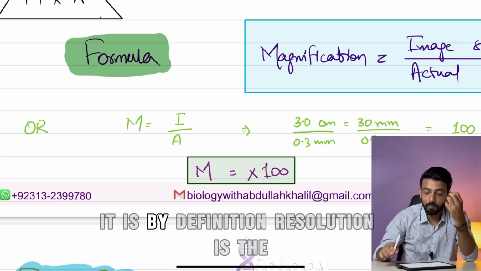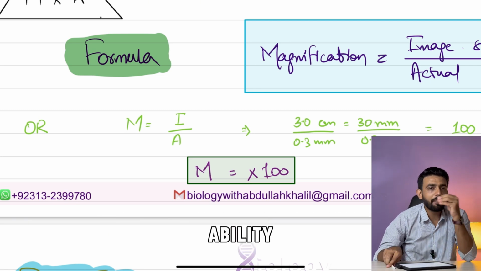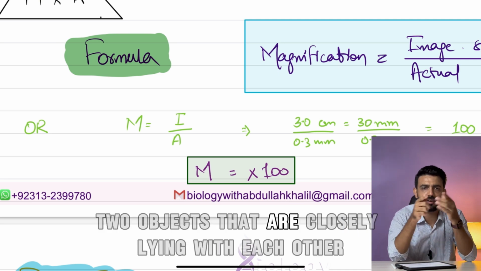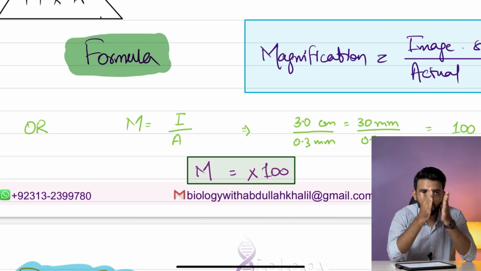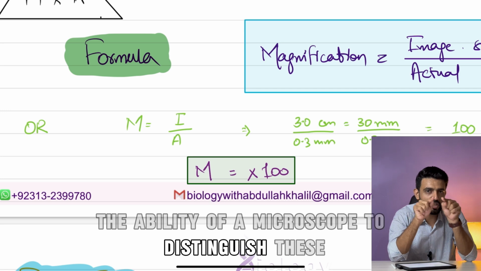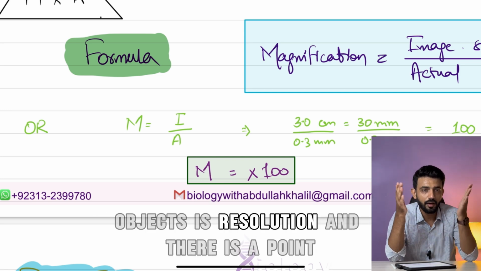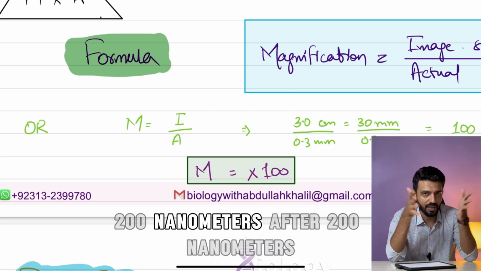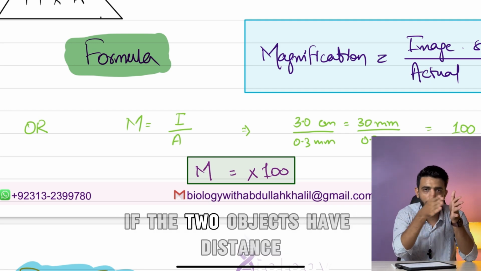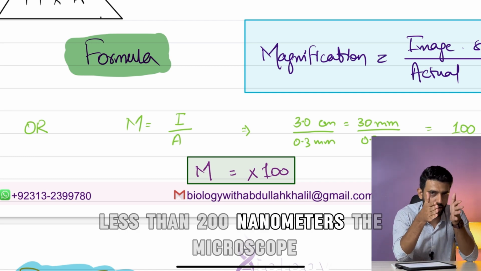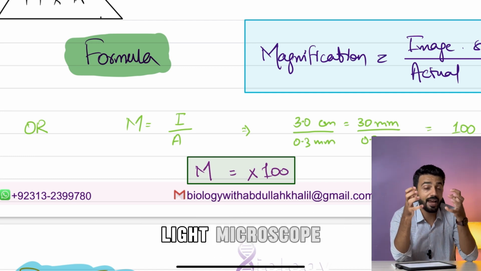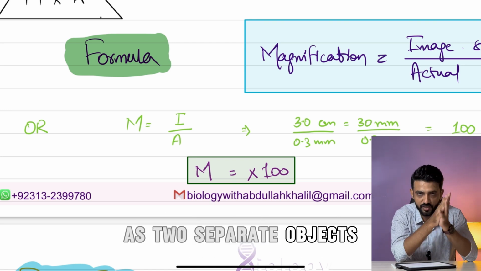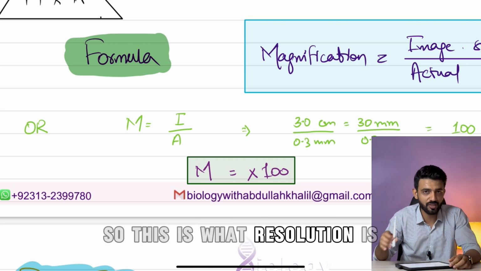By definition, resolution is the ability of a microscope to distinguish between 2 points, 2 objects that are closely lying with each other. So the ability of a microscope to distinguish these objects is resolution. And there is a point, as we said, for light microscope, 200 nanometers. If the 2 objects have distance less than 200 nanometer, the light microscope would not be able to distinguish those as 2 separate objects. So this is what resolution is.